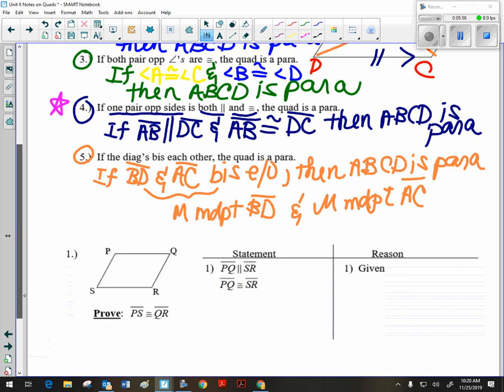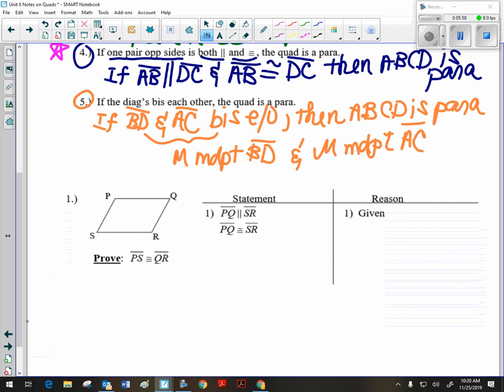So if we take a look at our first proof here, we're asked to prove that PS and QR are congruent to each other. Now, the interesting thing about that is I'm putting little dots on them because that's where I'm supposed to end up, but they're not inside of a triangle. So this isn't really going to be a CPCTC, but there is a relationship that we have to come up with before we can prove those two sides congruent.